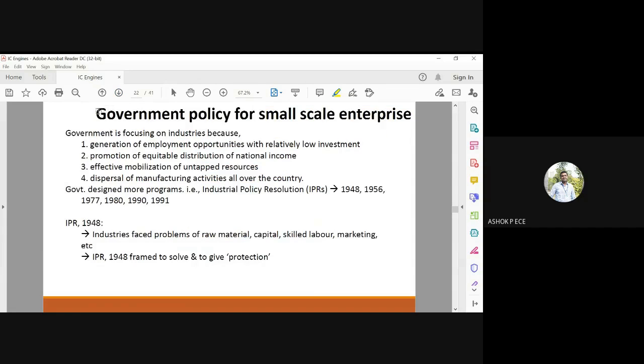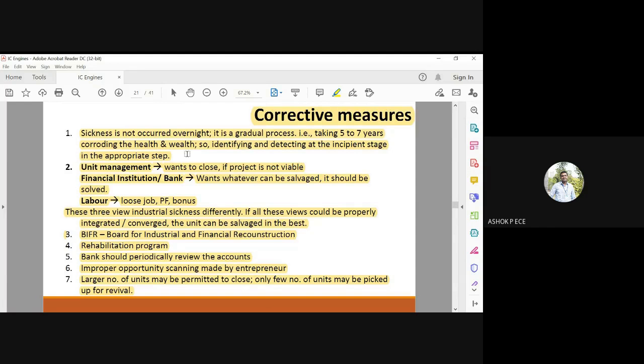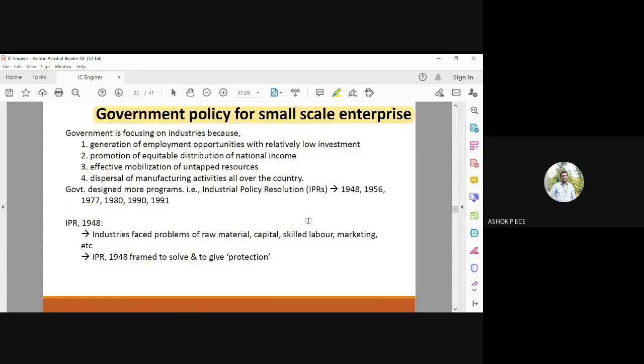So what is the government policy for small scale enterprise? So now we have seen the complete scenarios about sickness. Now we slowly move into what are the government policies we have for small scale enterprise. The government is focusing on industries because only industries can generate employment with relatively low investment. The government is not going to invest anything. By providing permission for companies to start their business, they can generate employment with relatively low investment cost.